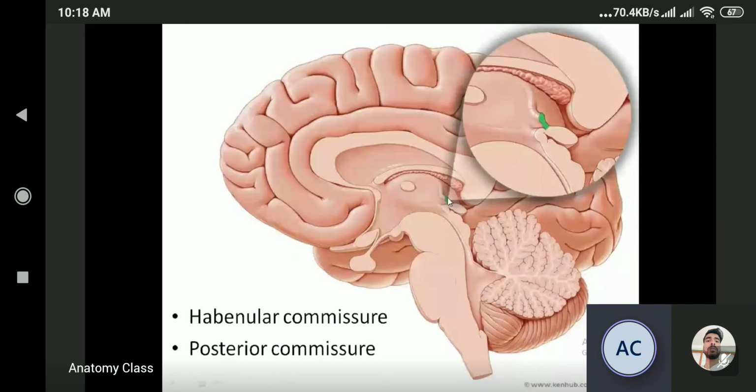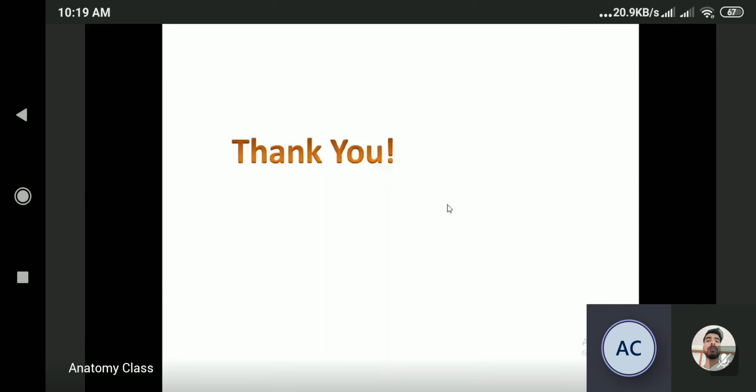These are the structures which form the epithalamus. The main function of the epithalamus, or the habenular nuclei, is still poorly understood. But it is supposed to control the dopaminergic and serotonergic neurotransmitters and fibers. Plus, the pineal gland, which secretes melatonin, is supposed to control the sleep-wakefulness cycle. So this is about the epithalamus, and this is all about the hypothalamus, epithalamus, and metathalamus.